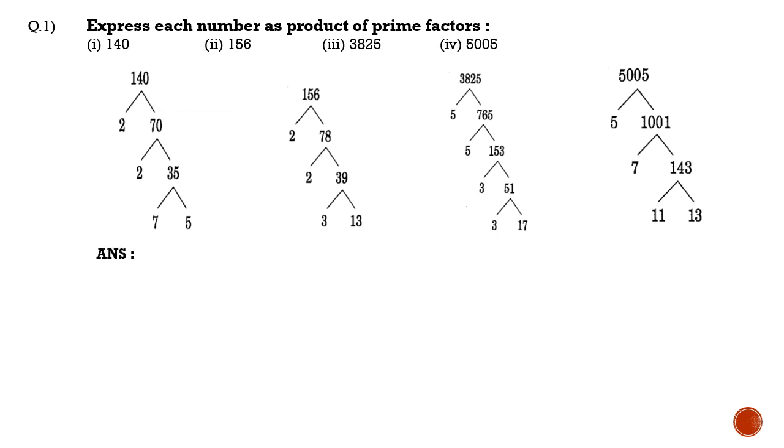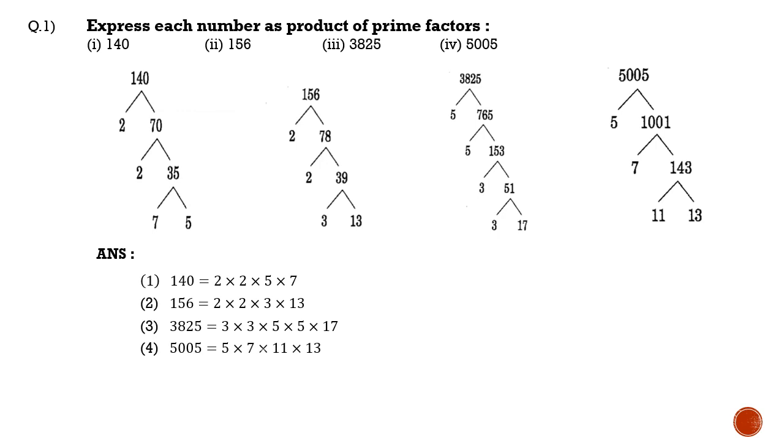So in the end, we can write the answers like this. 140 can be written like this, 2 into 2 into 5 into 7. 156 can be written like this, 3825 and 5005 like this. Whenever you are asked such kind of questions, first of all you will do the factorization by using the ladder method or factor tree method. It doesn't matter which method you use, and then you write those factors as a multiplication, and the given number will be written as a product of its prime factors. If you want, you can write this in the power form also.